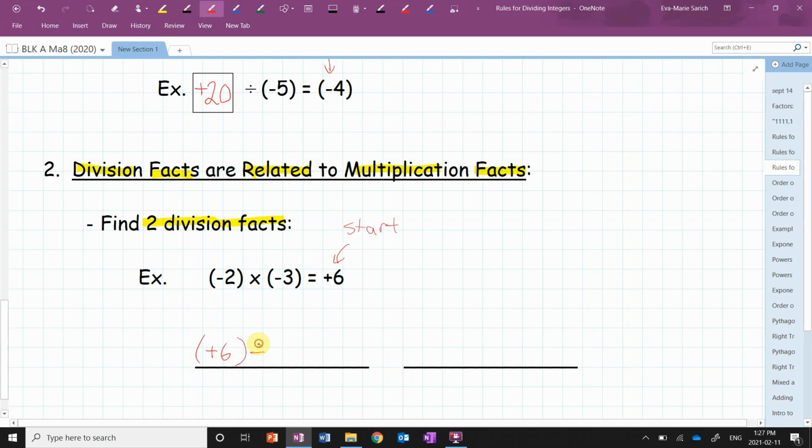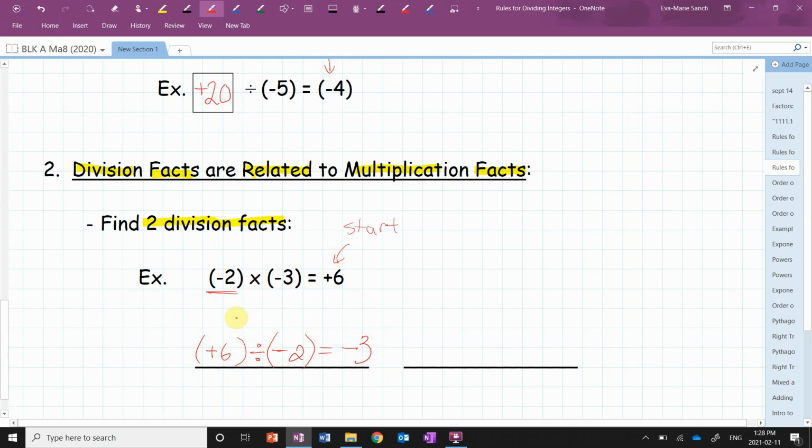And then we're going to make this a division question. So we're going to divide by something. Well, let's divide by the first number that we see that was part of the multiply. So we're going to divide by -2. Now, if we were to answer this, a positive divided by a negative, the signs are different. That's going to give us a negative. And 6 divided by 2 is 3. Okay? Now you can think about it in terms of a multiply. 3 times 2 is 6, right? And 2 negatives being multiplied give us a positive there. So there's our first division fact.